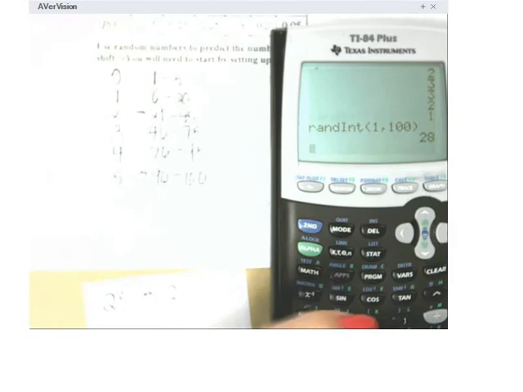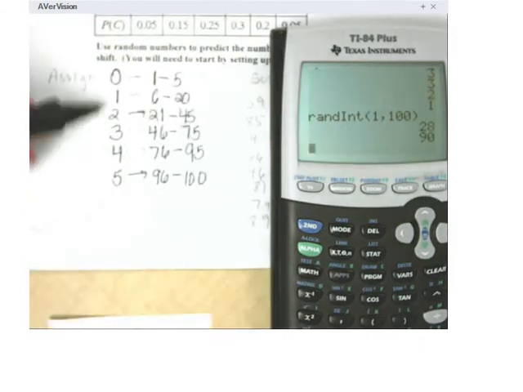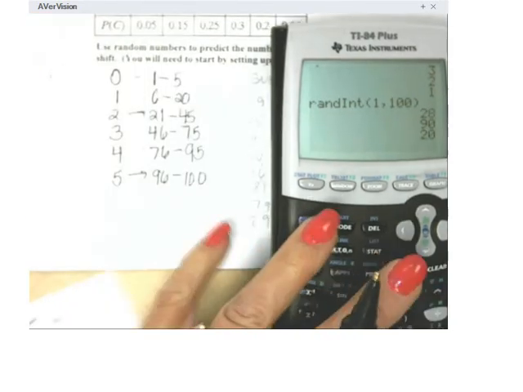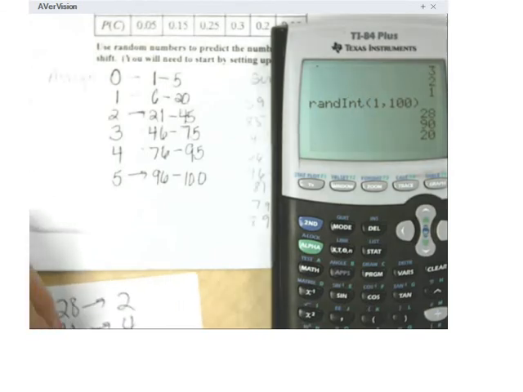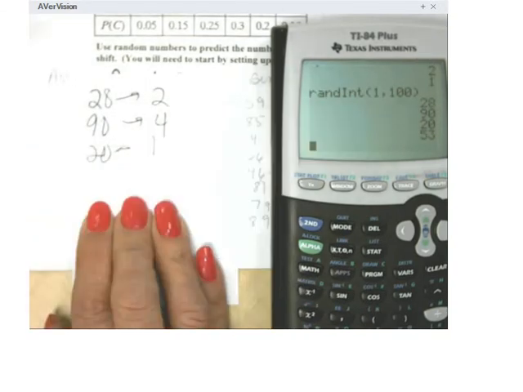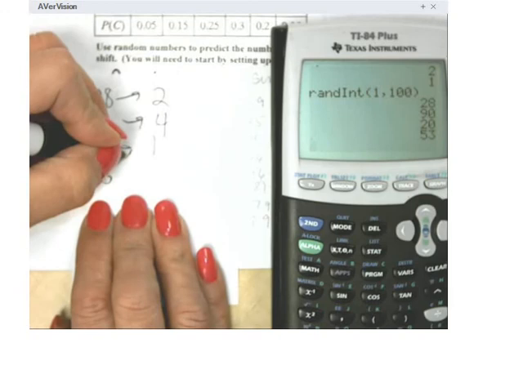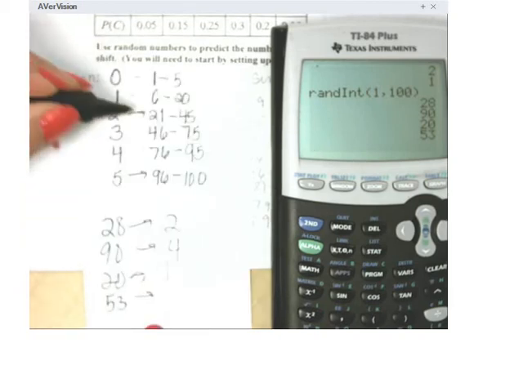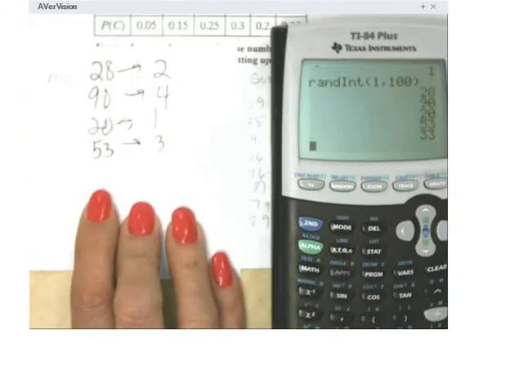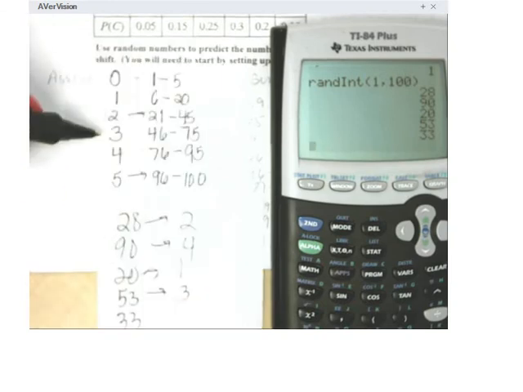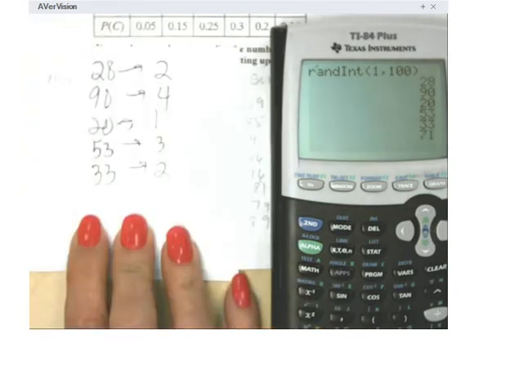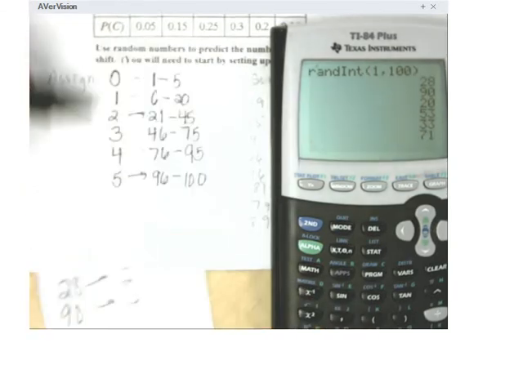Hit the button again. I just got 90. 90 stands for 4 people called. Hit the button again. 20. 20 stands for 1 person called. So I do it again. 53. This is my 4th hour. 53: 3 people called. Got 33 next. 33 stands for 2 people called. 71. 71 stands for 3 people called.